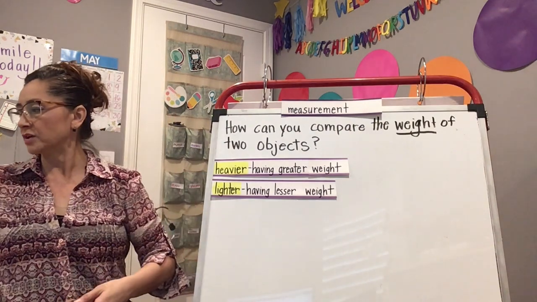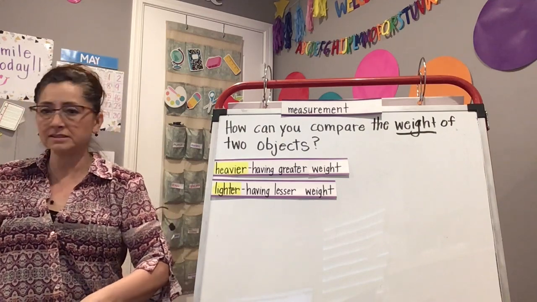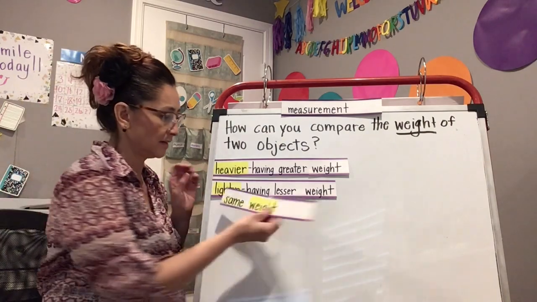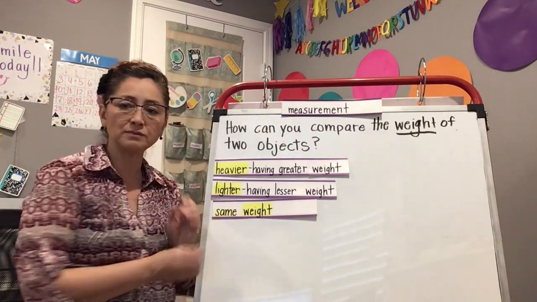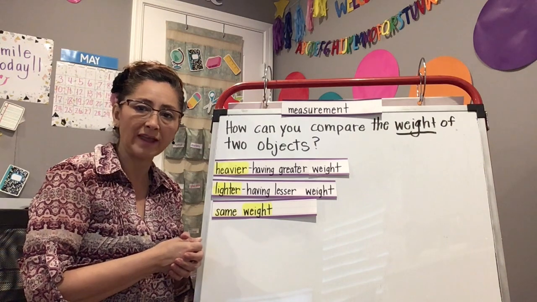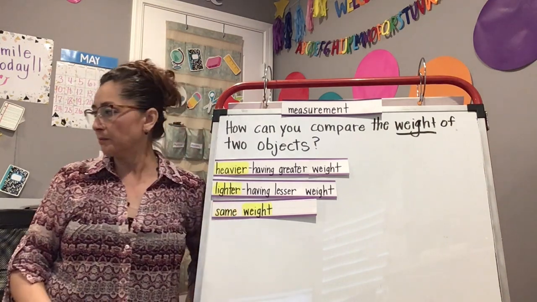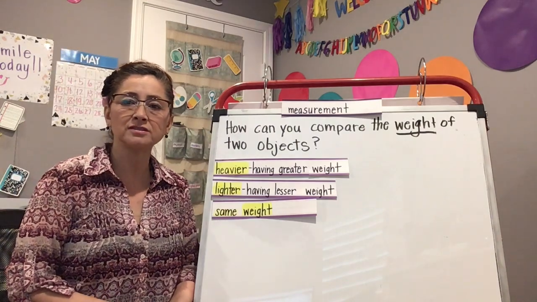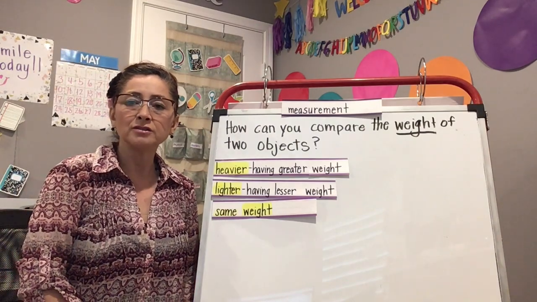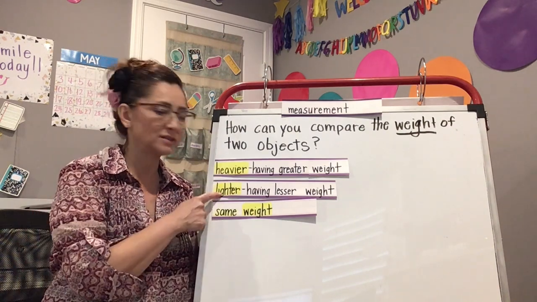So those are the words that we're going to be using. You might also use this phrase: same weight, because two objects might have the same weight, okay? All right, now we're going to look at a couple of other objects that I have here, and I want us to look at them and try to figure out which ones are heavier and which ones are lighter.